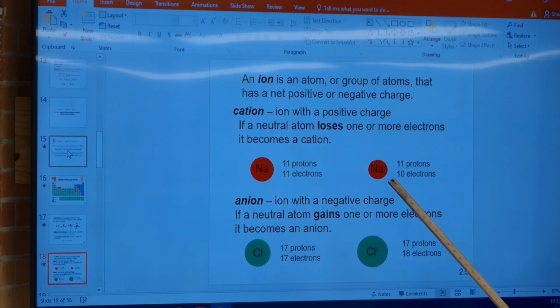Lost 1 electron, now just 10 electrons left, right? But you still have 11 protons. So 11 protons, 10 electrons overall: positive 1. On the other side, chlorine has 17 protons, 17 electrons. Chlorine is a very active nonmetal, tends to gain electrons. Gain 1 and it becomes 18 electrons. Then overall negative 1, because protons are still 17. 17 protons, 18 electrons, 1 extra. So negative 1 charge.